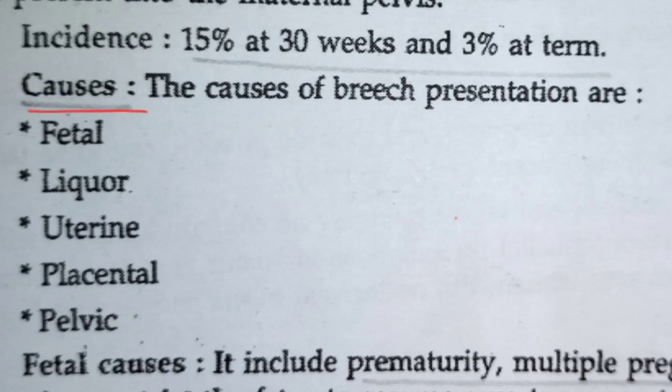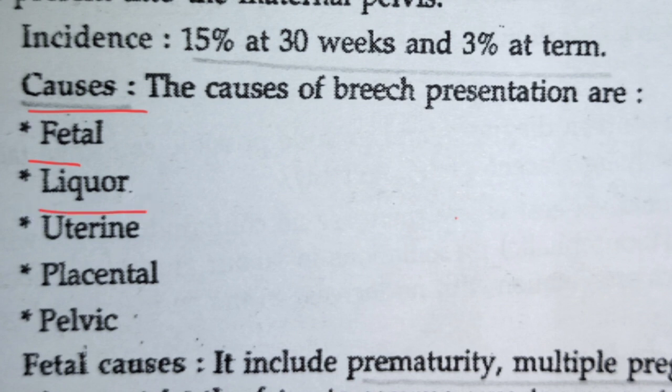Causes of breech presentation: the first is the fetus. If the delivery occurs preterm, at that time breech presentation is seen. Generally, more preterm babies are in breech presentation. Apart from this, if there is multiple pregnancy, or if the fetus has any abnormalities or any infection, congenital infections can lead to breech presentation. And next, liquor.